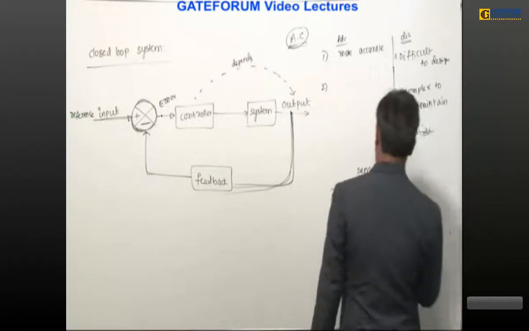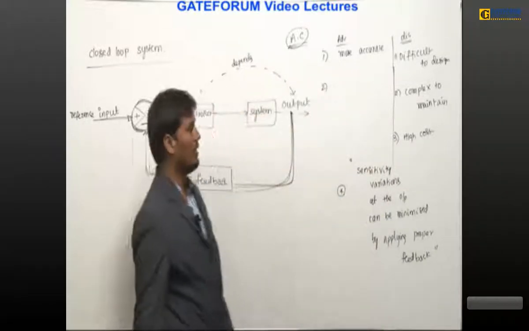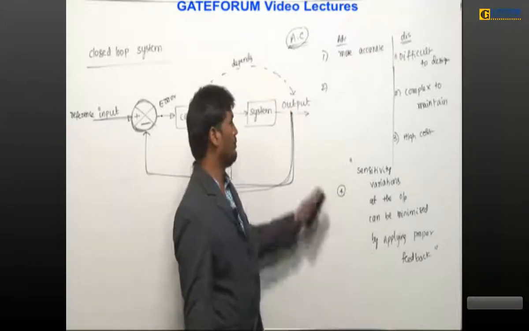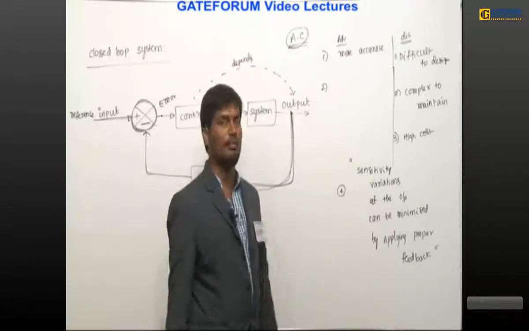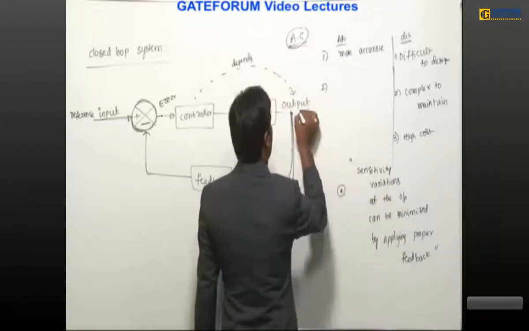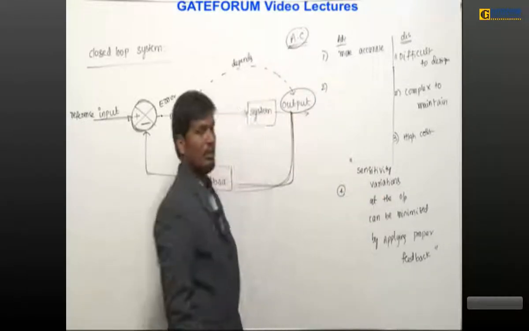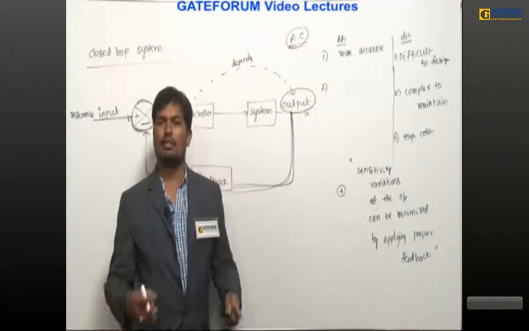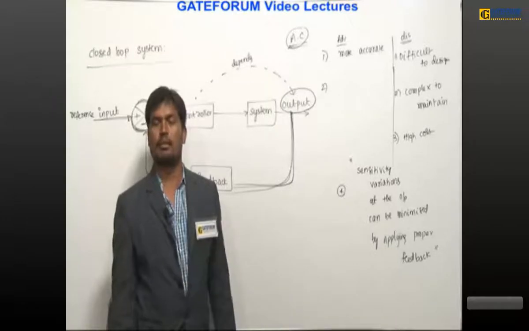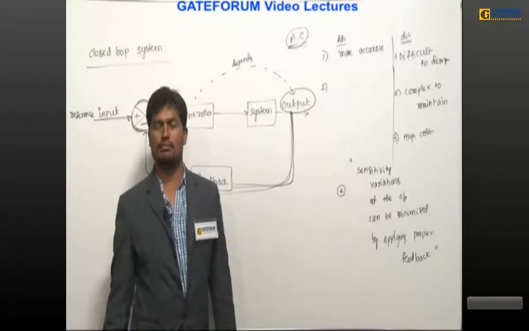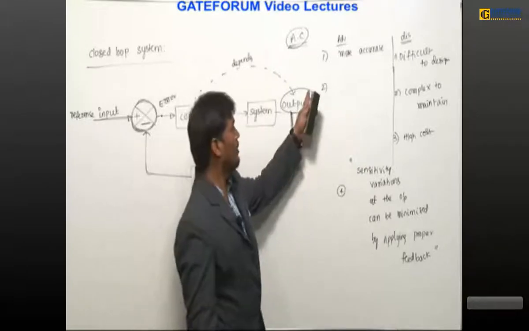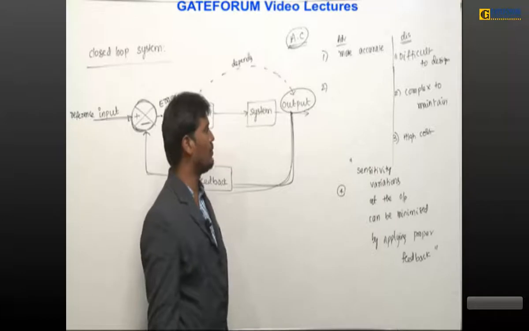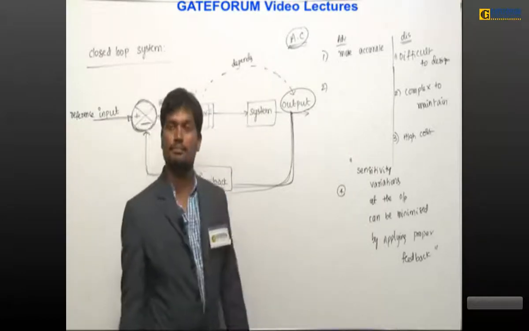If you see this statement, you will understand so many things. Sensitivity variations, meaning variations in output, can be minimized by applying proper feedback. Always we have to reduce the variations in output. If variations in output increase, automatically the system will collapse. It will become like an open loop system. Always we have to minimize the variations in output by applying proper feedback.